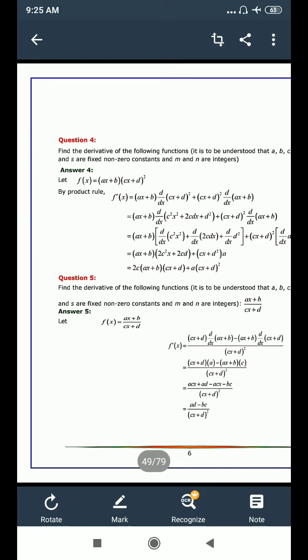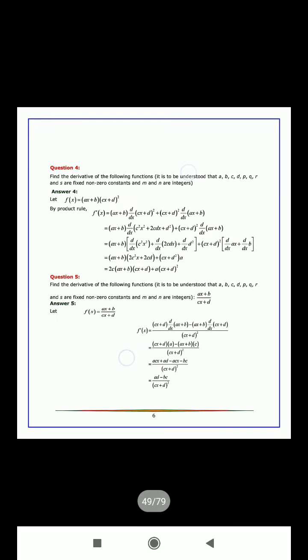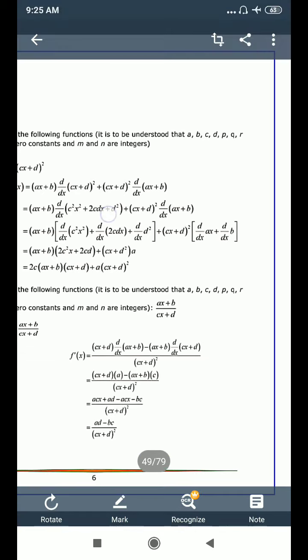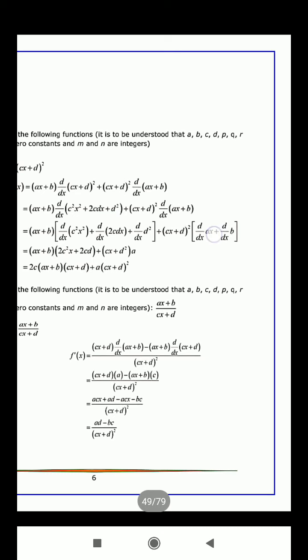Now ax plus b as it is, to differentiate (cx plus d) whole square, you can write it as c square x square plus d square plus 2cxd. Similarly, (cx plus d) whole square as it is, derivative of ax plus b. Now we will differentiate this c square x square. So all these three terms we have to differentiate. In this we have to differentiate ax plus b.